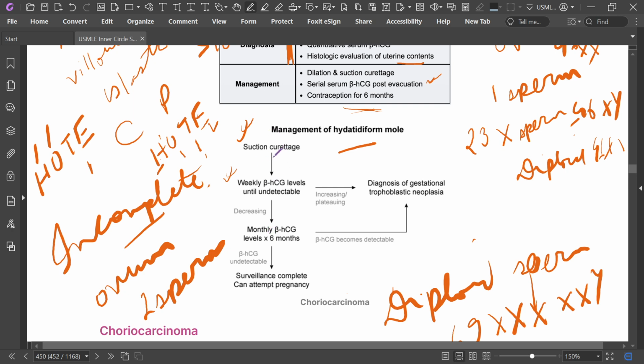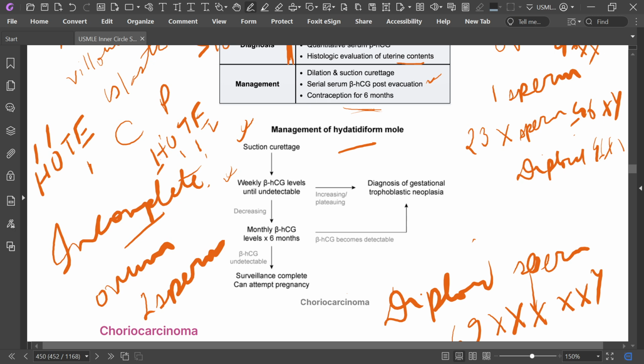So suction curettage should be done, then weekly beta hCG level until undetectable. If it is increasing, diagnosis of gestational trophoblastic neoplasia, that means choriocarcinoma may happen. If weekly levels are decreasing, then monthly for 6 months. If monthly levels are decreasing, then beta hCG becomes undetectable. If monthly beta hCG becomes detectable again, think about gestational trophoblastic neoplasia. If it is undetectable, surveillance complete, can attempt pregnancy.